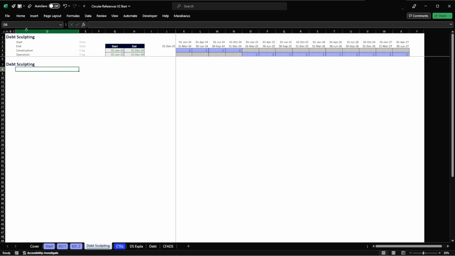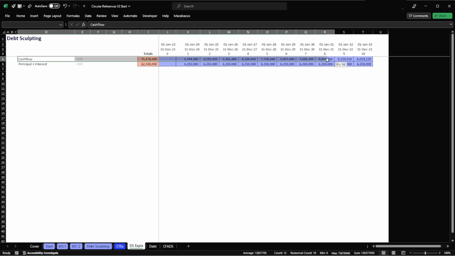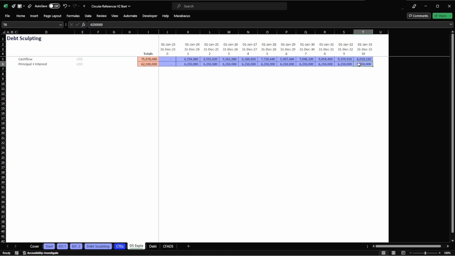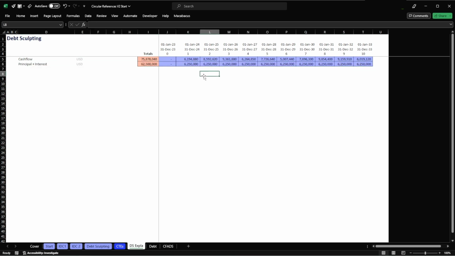What is debt sculpting? Let's see through an example what that is. Let's say you have a project which has this cash flow in here. For this particular cash flow, you went to the bank and the bank gave you a loan, or a debt, that you're going to be able to repay in equal repayments of principal plus interest of $6.2 million. So let's graph it and see what the cash flows and the debt repayment look like.